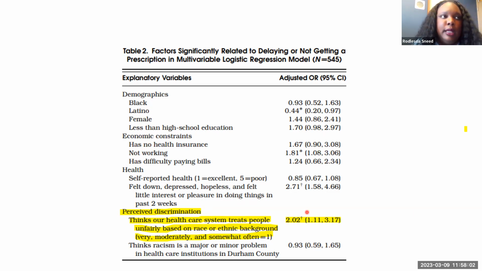So even though there aren't many studies looking explicitly at implicit bias, we do see that feeling as though you're being discriminated against, which is the end result of implicit bias, has an impact on how people adhere to medication regimens.